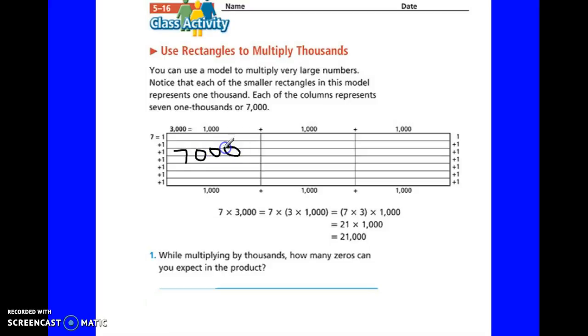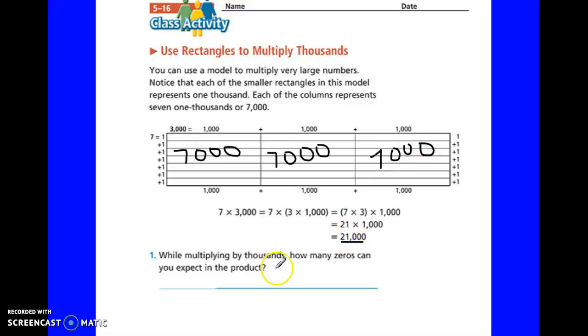And then I would do the same thing here. 7 times 1,000 is 7,000. And 7 times 1,000 is 7,000. And then by now I bet you've guessed it. You're going to add those up. So 7,000 plus 7,000 plus 7,000 gives us that 21,000.